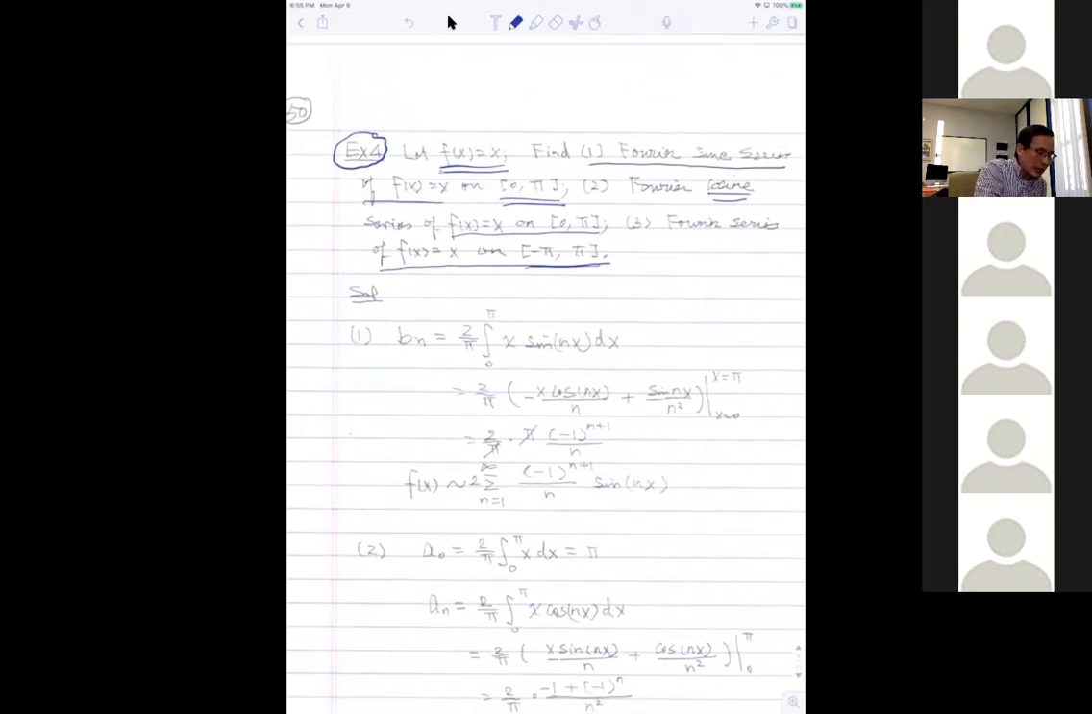So let's look at part 1. We want to write f(x) as a Fourier sine series, so that is the sum of Bn sine nx, where n runs from 1 to infinity. This is just the formula that you use. This is your f(x), and then you just use the formula like this.